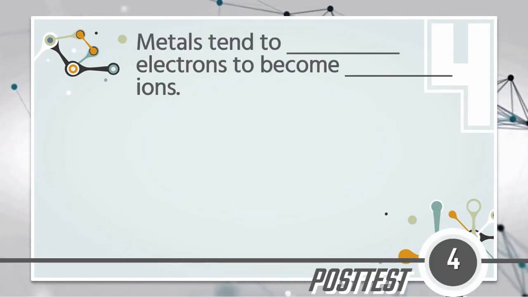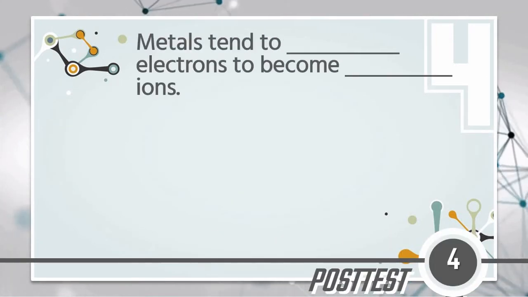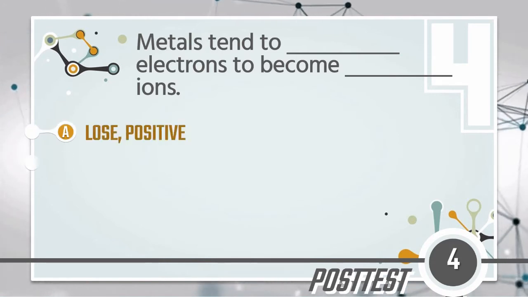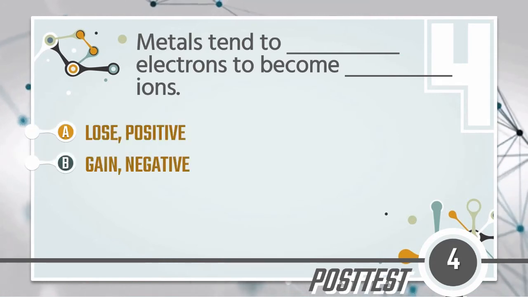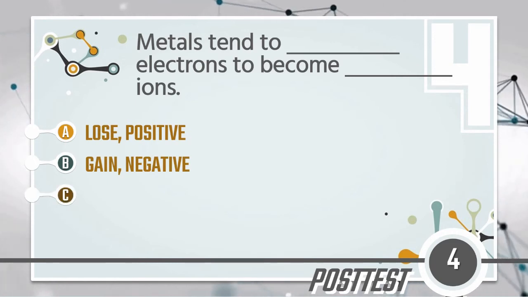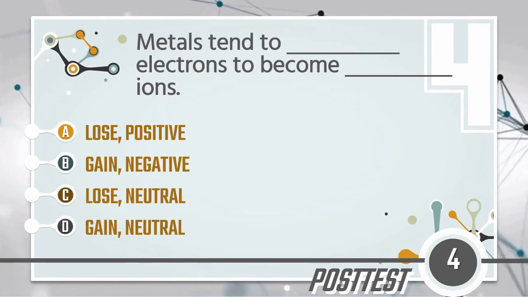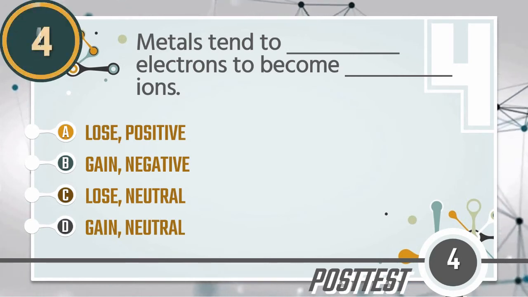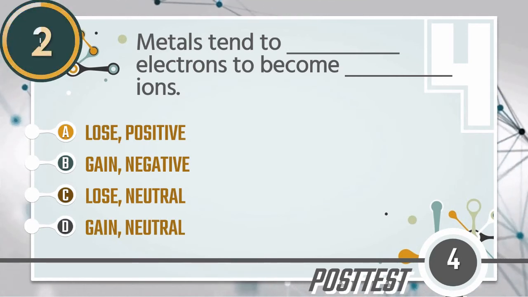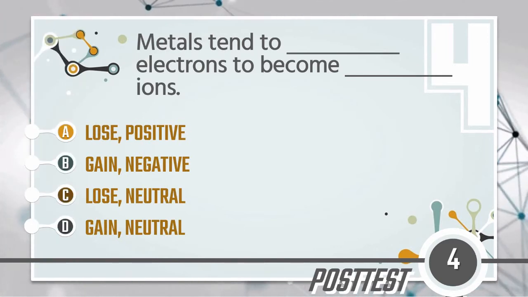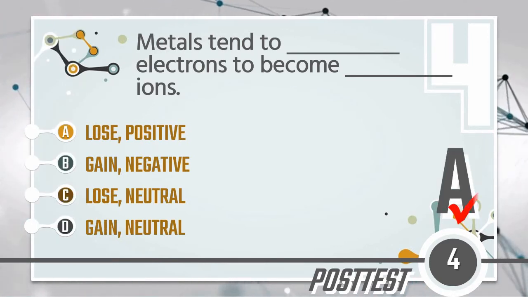Number 4. Metals tend to blank electrons to become blank ions. A. Lose, positive. B. Gain, negative. C. Lose, neutral. Or D. Gain, neutral. If your answer is letter A, you're correct.